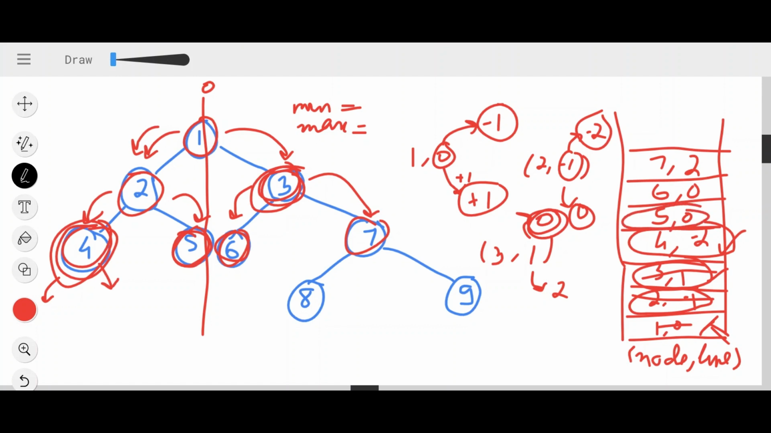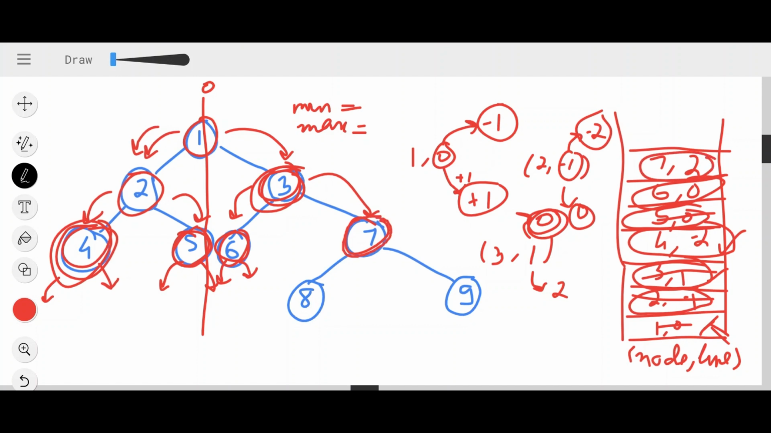What is the next element? It is this one. Where is 5? Here. Do we have a left node? No. Do I have a right node? No. So move to the next element. This is this one, 6. Do we have a left node? No, I don't have. Do we have a right node? No, I don't have. Okay. Move to the next node.